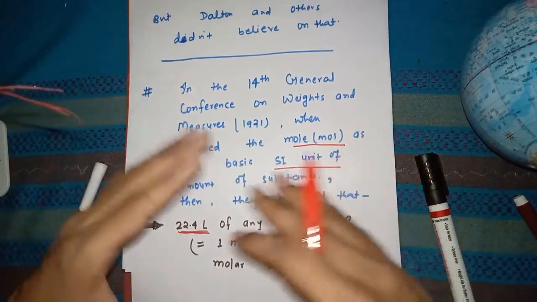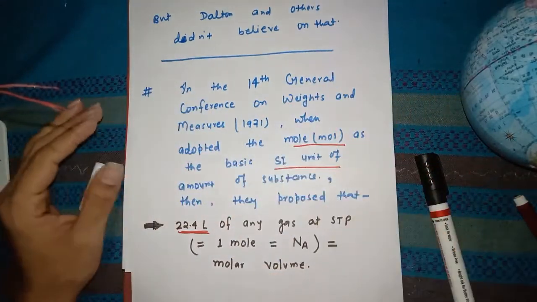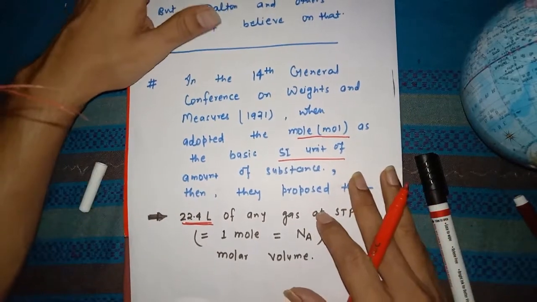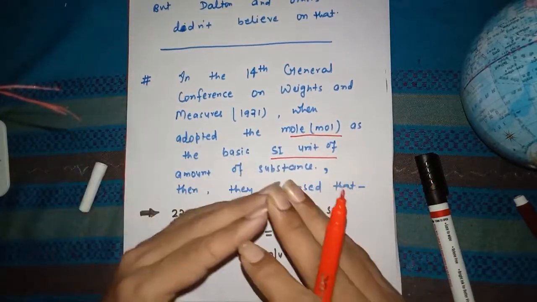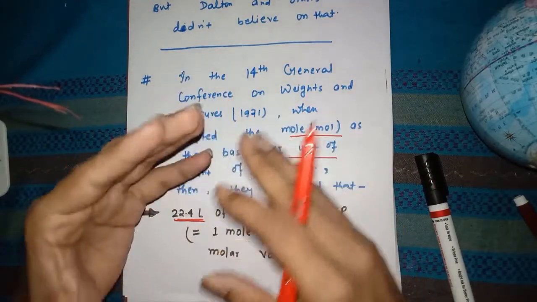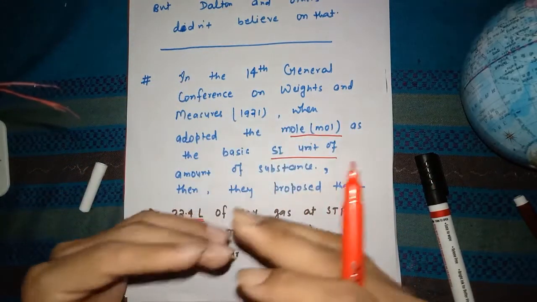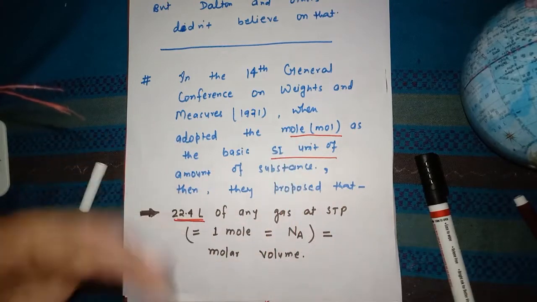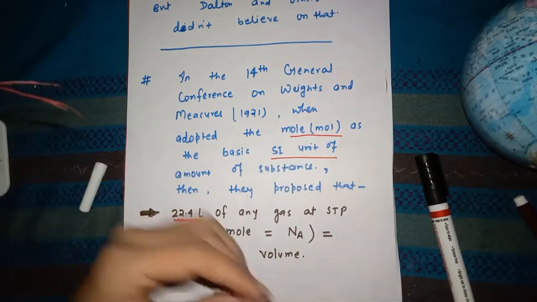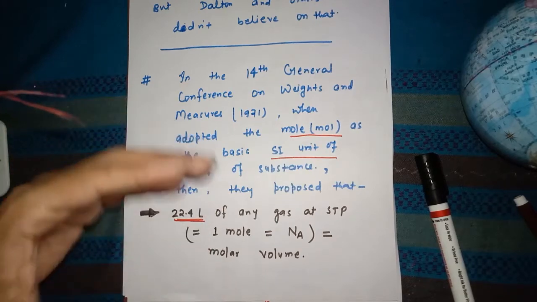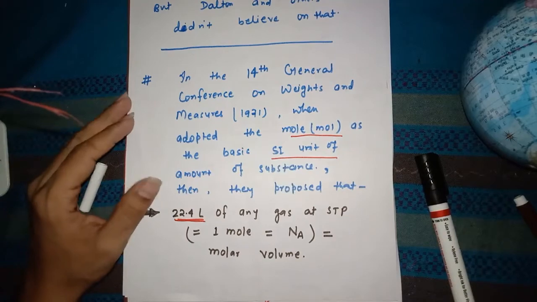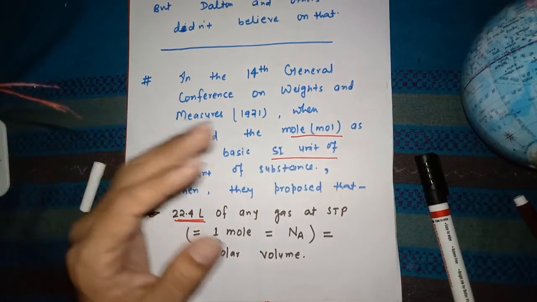About these things we will study in detail, but here I have discussed all the laws of chemical combination. I hope that you have understood all the laws, and you have to care about their conditions and what practical meaning they have. So now I am discussing Dalton's atomic theory.